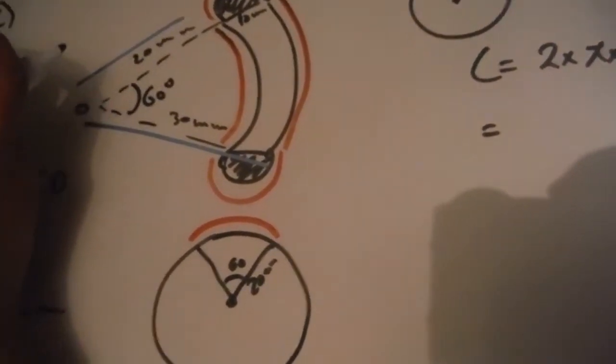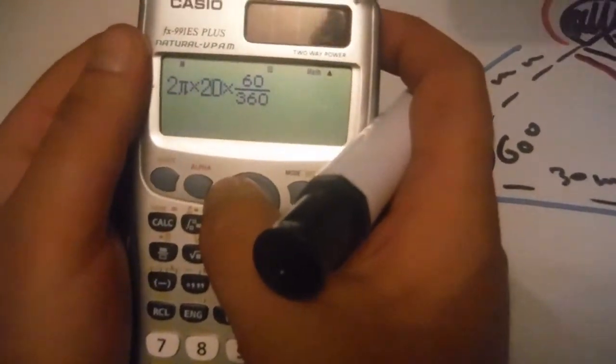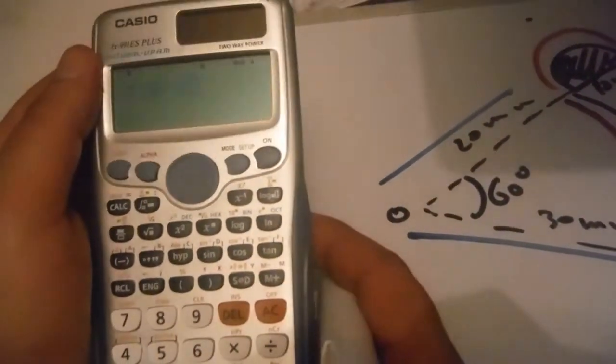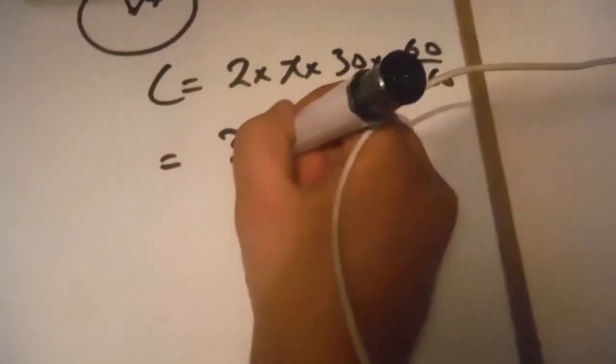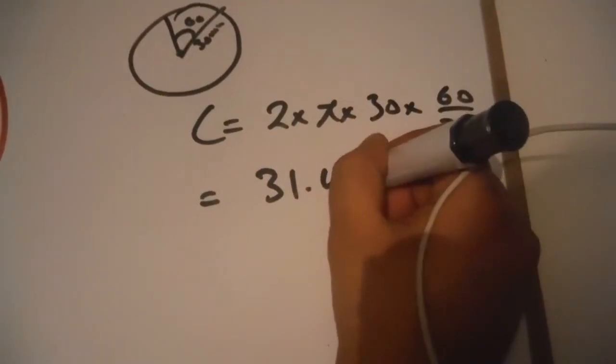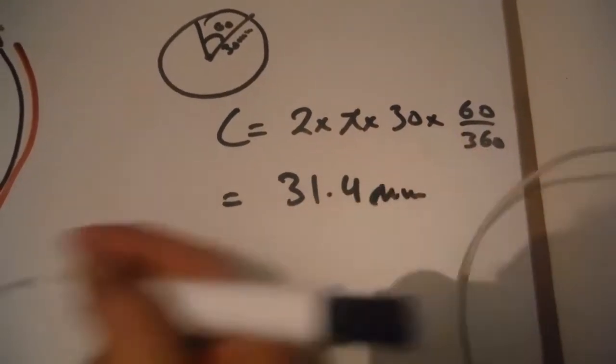So we put that in a calculator, and all we can do is, on our calculator, just change the 20 to a 30, and we should get 31.4 millimeters. Not sure why I've put a square there by accident.